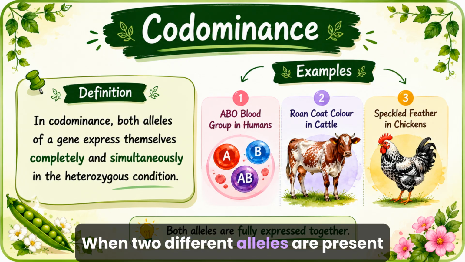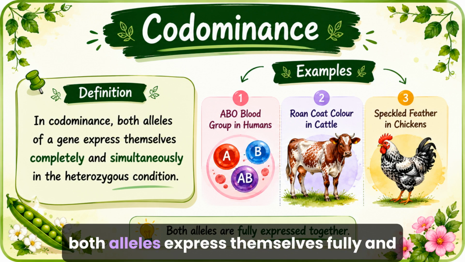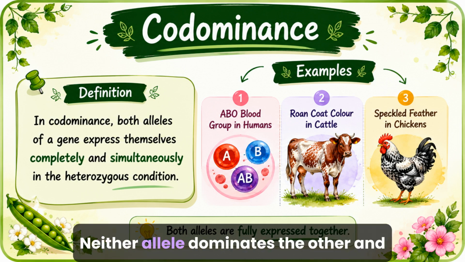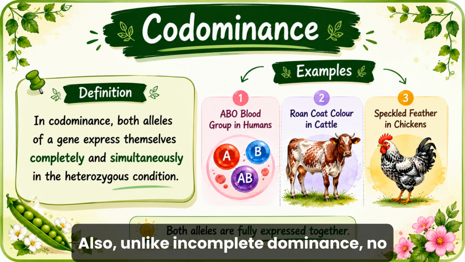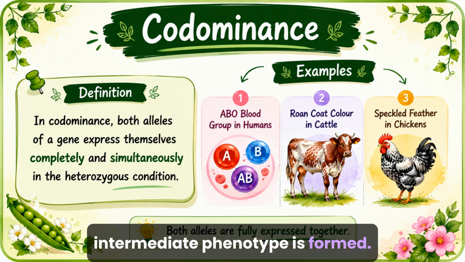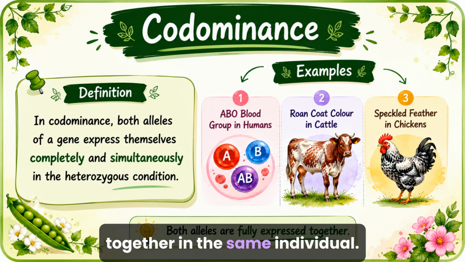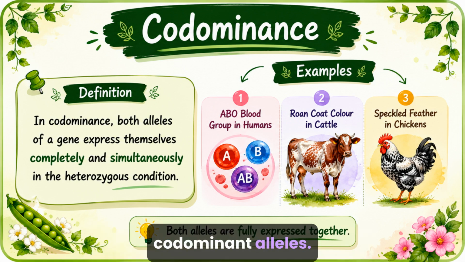When two different alleles are present together in a heterozygous individual, both alleles express themselves fully and simultaneously. Neither allele dominates the other, and neither allele gets masked. Also, unlike incomplete dominance, no intermediate phenotype is formed. Instead, both parental traits appear together in the same individual. That is why such alleles are called codominant alleles.